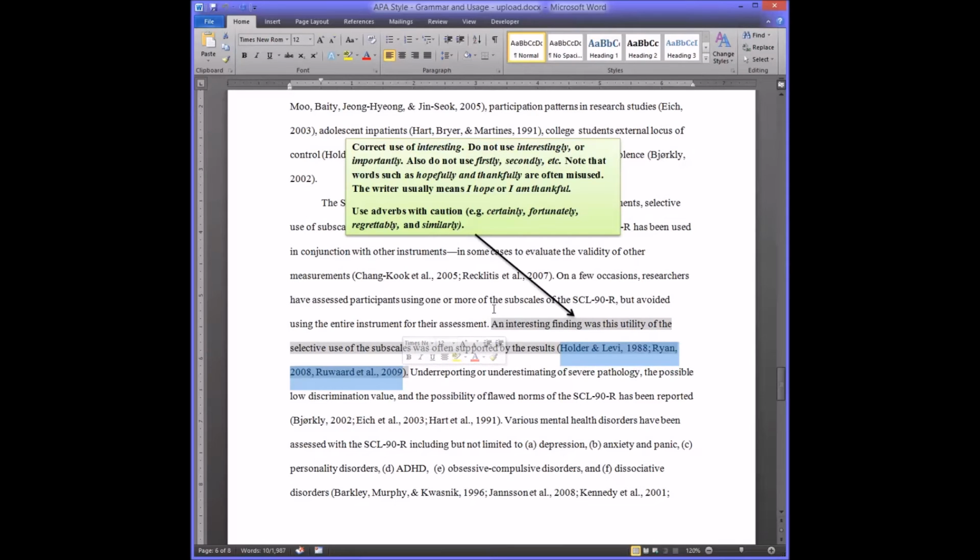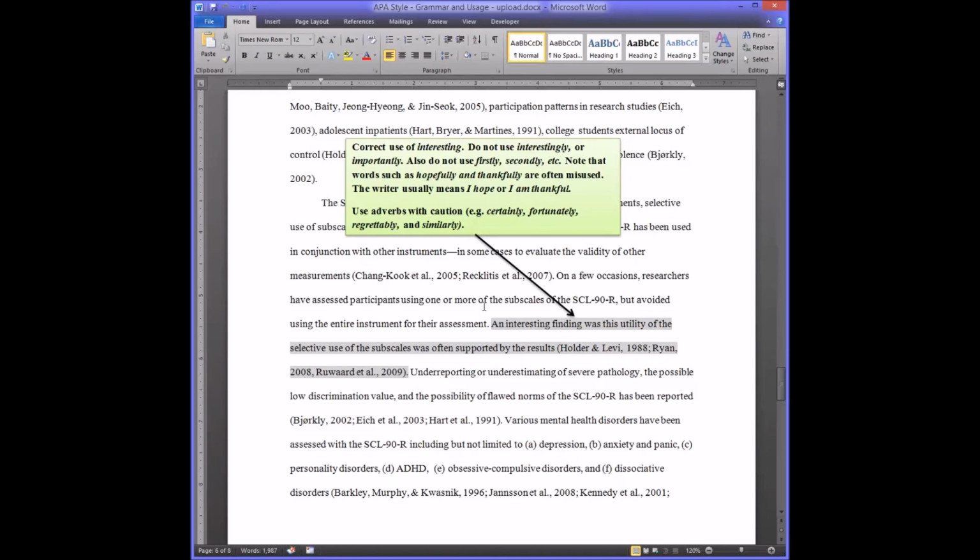The word we're trying to avoid using here is interestingly. We also don't want to use importantly, and never use firstly, secondly, and so on. It's just first, and then your point, second, and then your point, and so on. Also, words such as hopefully and thankfully are often misused.